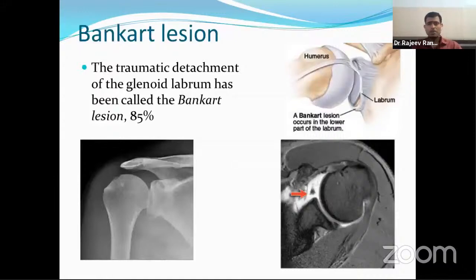Bankart lesion is the traumatic detachment of the glenoid labrum. It's present in almost 85% of the cases. In this MRI slide, we can see there is detachment of the anterior labrum. This is called the Bankart lesion. In this animated part, we can ascertain it more clearly. The anteroinferior labrum is separated, and in this X-ray, most probably there is a bony Bankart also present.